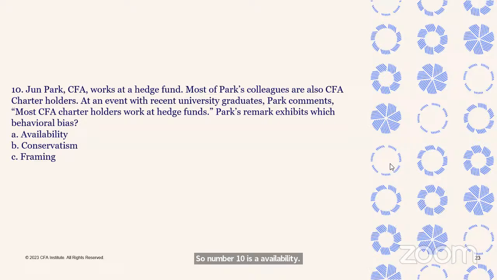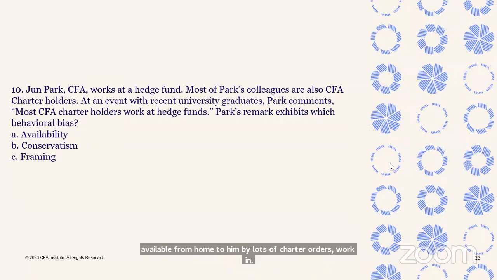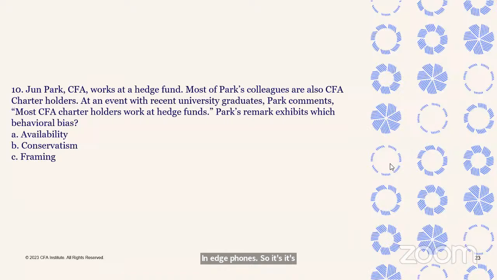So number 10 is A, availability. Availability means you are able to recall something that just happened, of recent. Because John works in a hedge fund and a lot of them are charter holders, it is available information to him that a lot of charter holders work in hedge funds. So it is normal for him to think that most charter holders work with hedge funds. So the answer is A, availability.